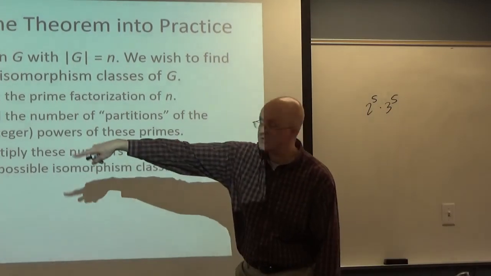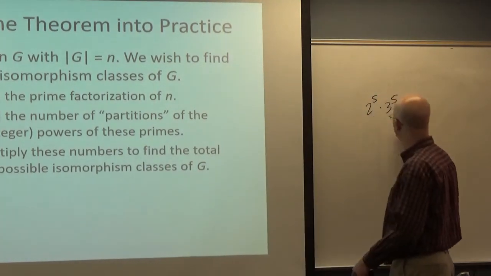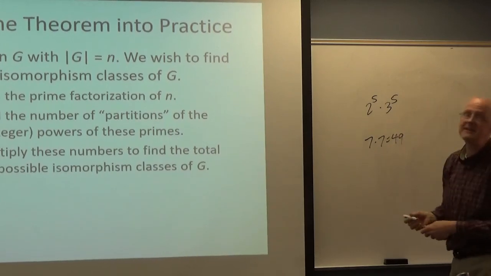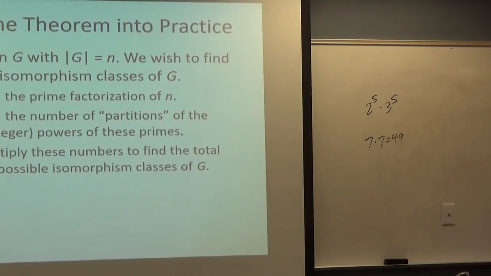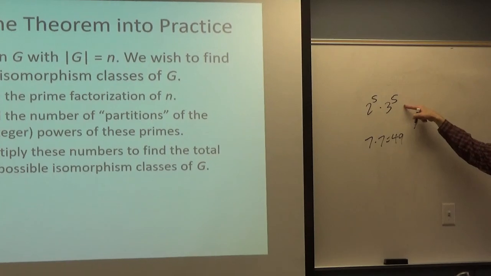there are 7 partitions of 5. You do that with both 2 to the 5th and 3 to the 5th. Altogether, you'd have 7 times 7, 49 different isomorphism classes for groups of this order, since there's 7 partitions of 5 in each case. Altogether, you'd have 7 times 7, 49 groups of this order, abelian groups. We are talking about abelian groups here, not even considering the non-abelian groups.